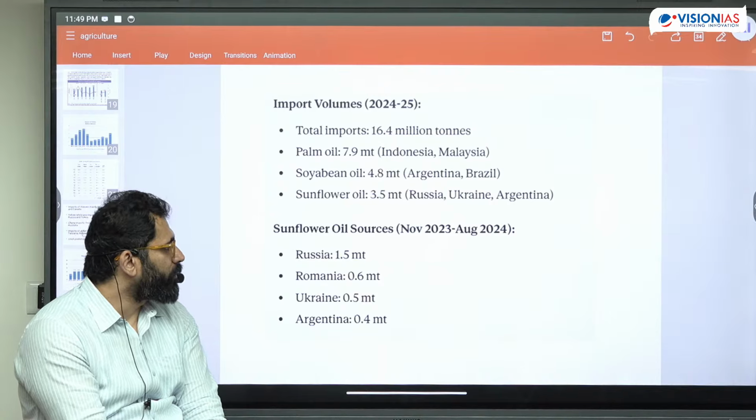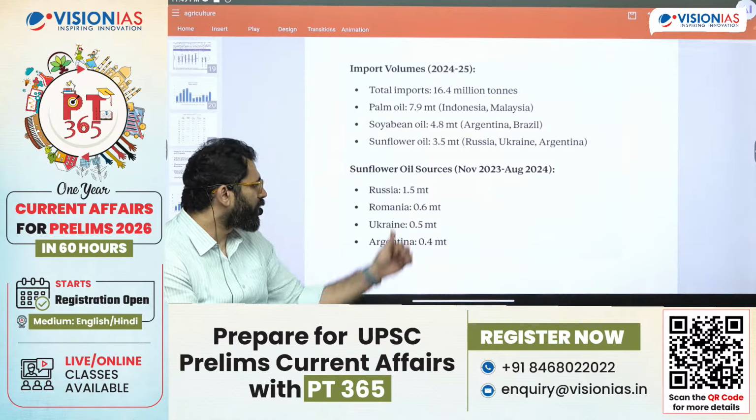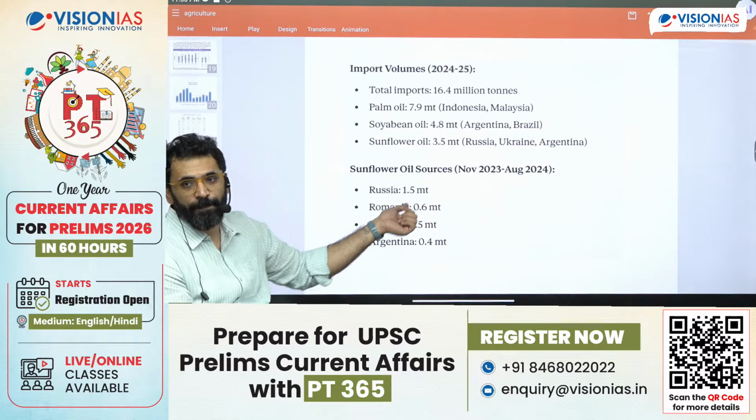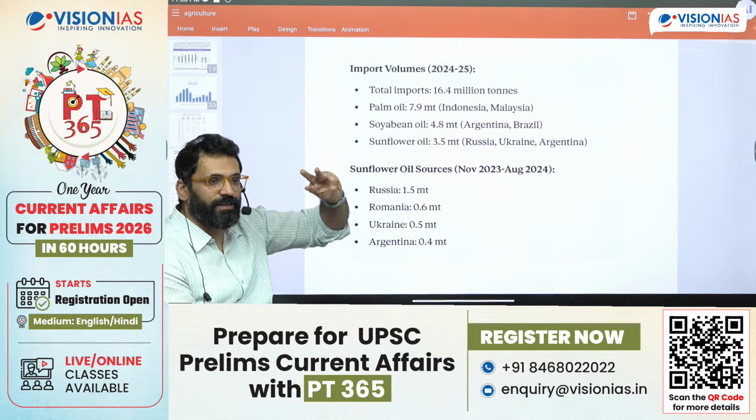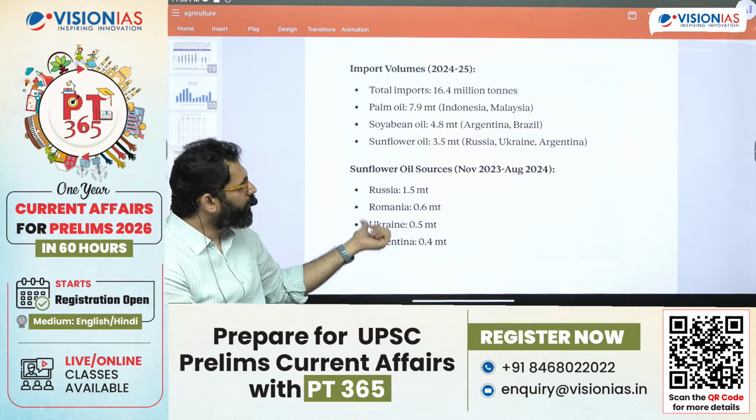Sunflower oil is taken from Russia, Ukraine and Argentina. Romania से भी थोड़े एक बार एक साल में आए हैं. These are the countries from which we import. So 3 things: patents, the country from which you are imported, and the import trend.